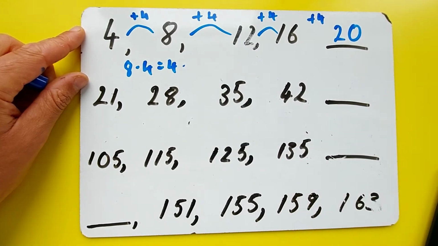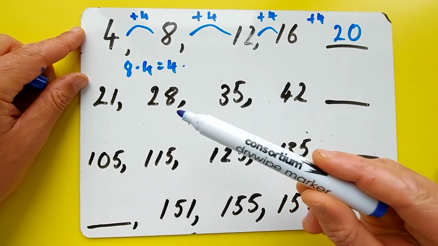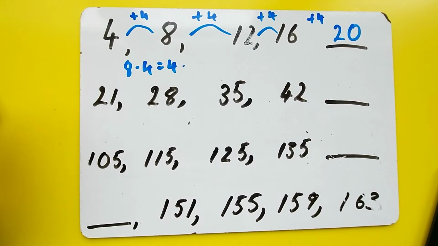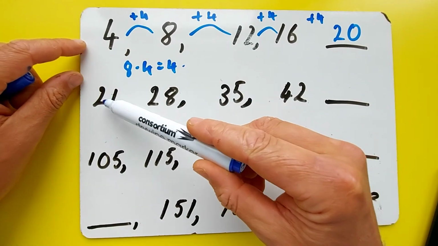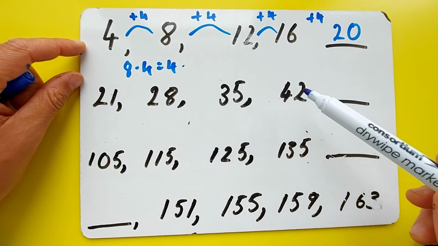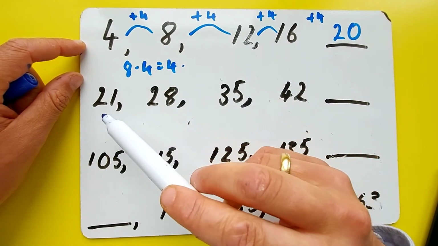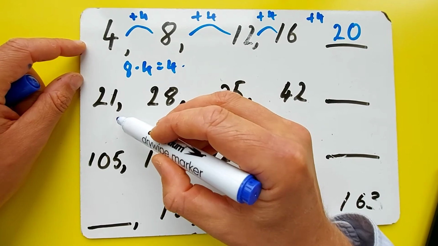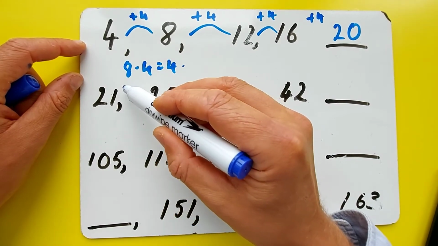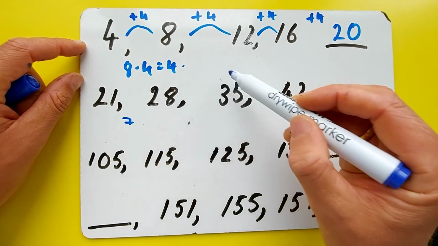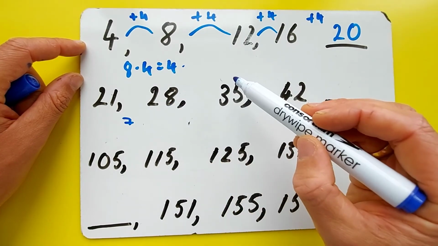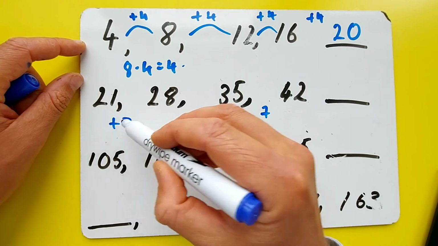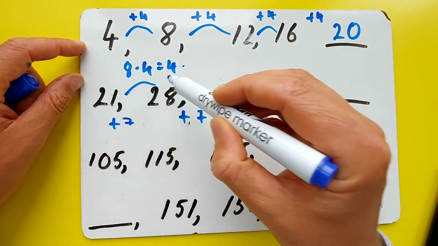Okay, let's look at the next one. It gets a little bit trickier. I've got 21, 28, 35 and 42. So I know there must be a rule. So I'm going to think about, are the jumps equally sized each time? So what is the jump between 21 and 28? If I was to do 28 take away 21, I know I would get 7. Is the jump here the same, 28 to 35? And again, I know that would be 7, and I know that would be 7. So again, it must be going up each time by 7.